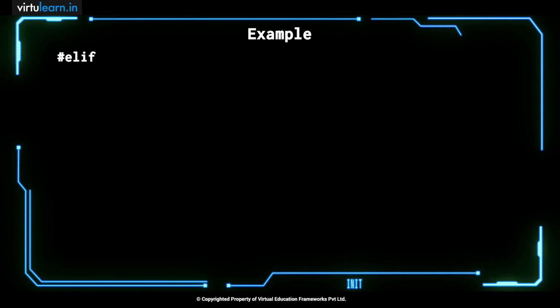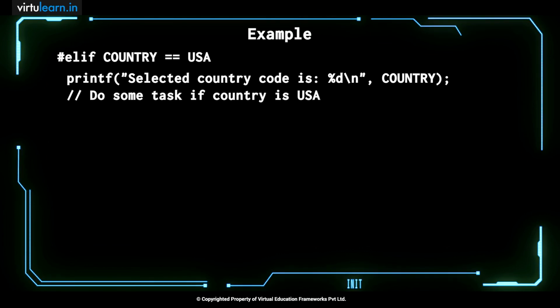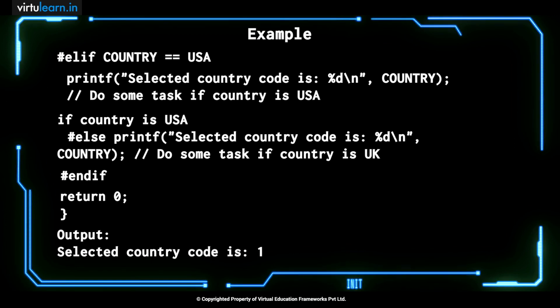Next, #elif COUNTRY == USA. So #elif means if the first condition fails, go to the else part and check the condition: COUNTRY == USA, print "selected country code is %d\n" followed by the country. Next, if both conditions fail, then #else, we print the last one: "selected country is %d\n", country. After finishing all these, we need to write #endif. Then close it with return 0 and close the curly brace. Now, when you execute this code, you get the output: selected country code is 1, because the first condition itself is true.